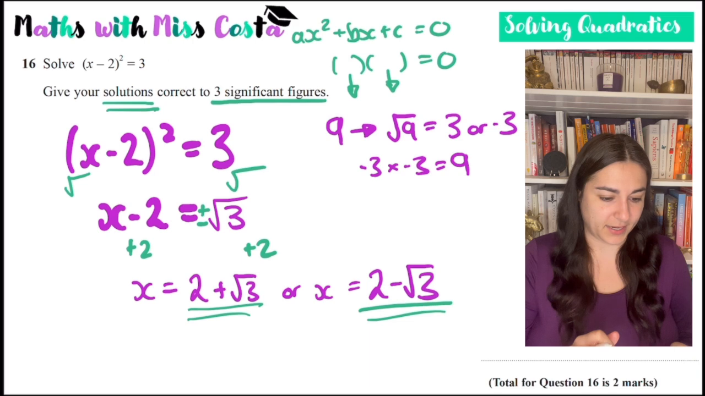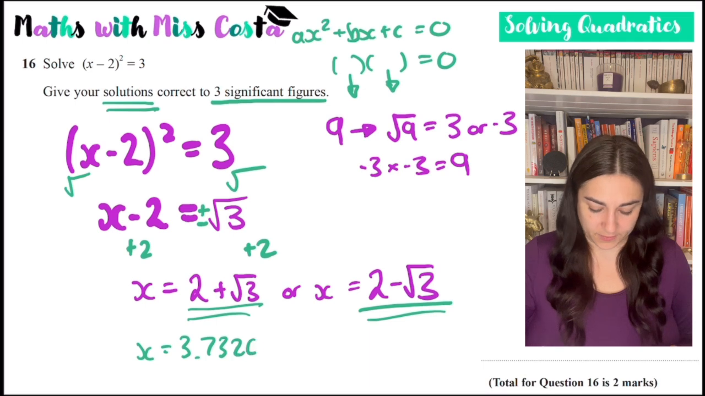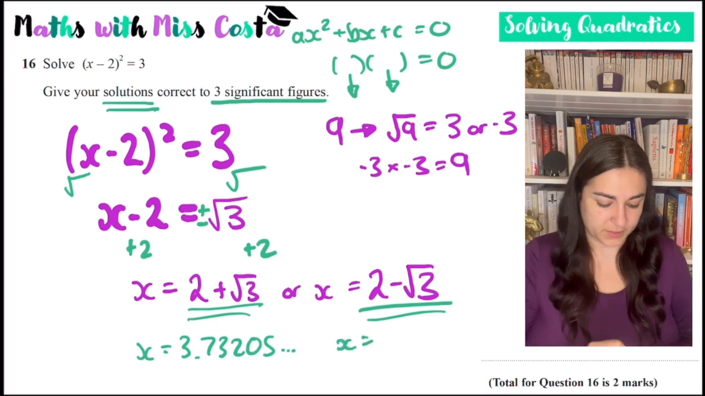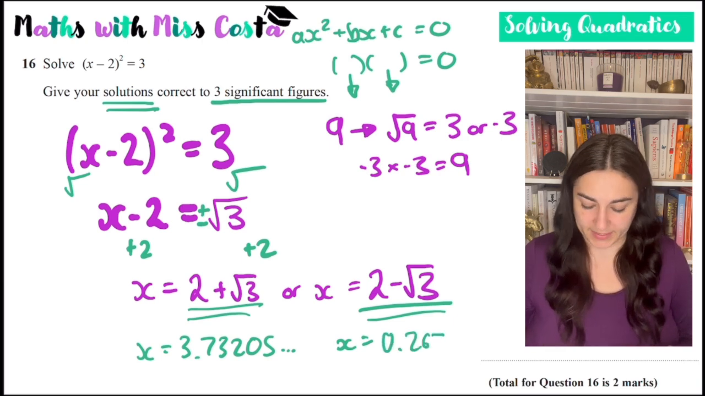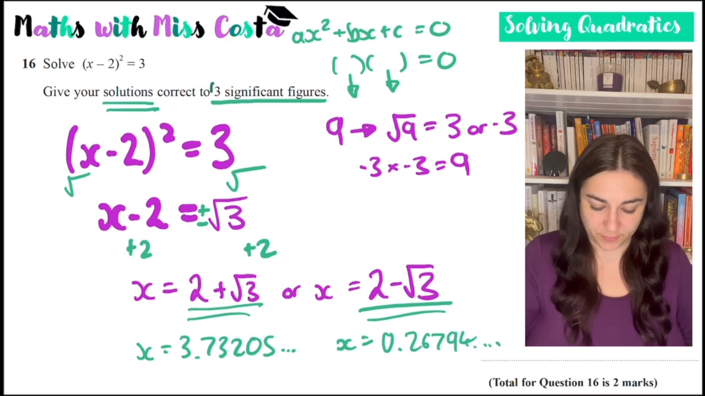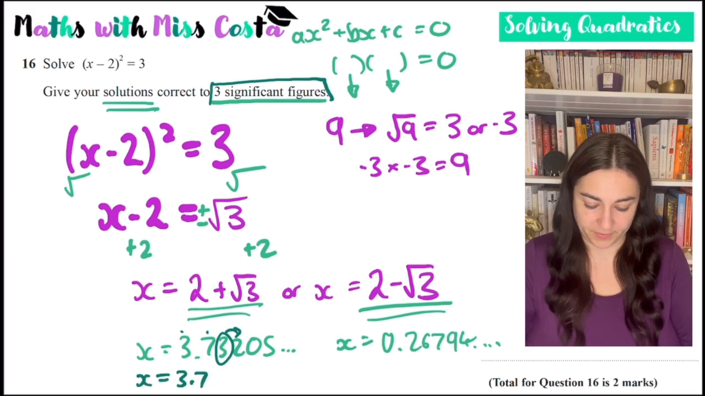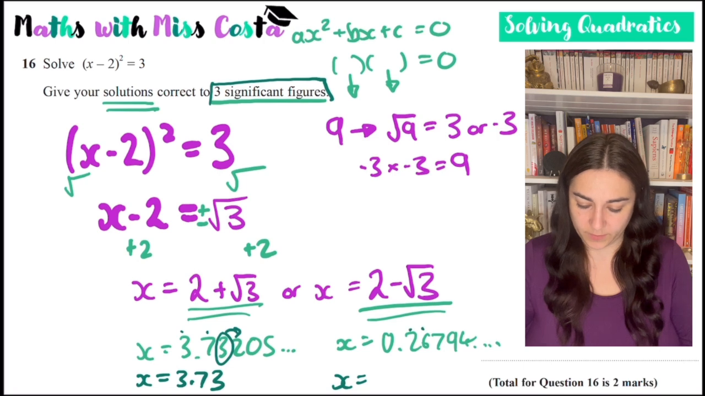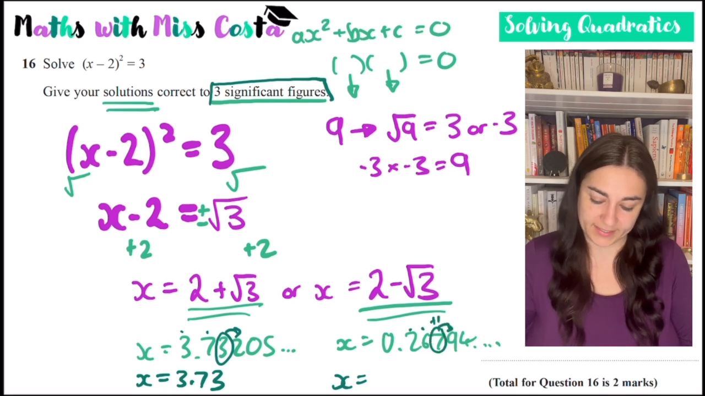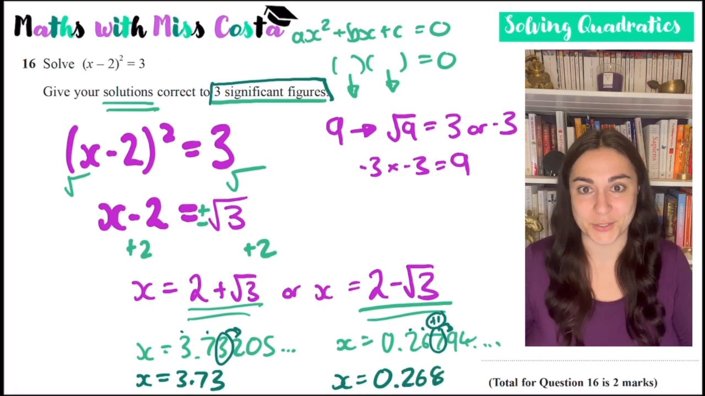And then all you need to do is type that into your calculator. So 2 plus root 3 gives you 3.73205, or 2 minus root 3 gives you 0.2679... And it says give your answer correct to 3 significant figures. So 1, 2, the third significant figure is less than 5, so we're going to say 3.73. And over here, 1, 2, 3, the third significant figure is a 9, so we're going to add 1 here. So 0.268 are your two solutions.